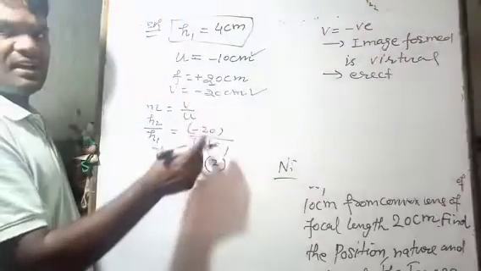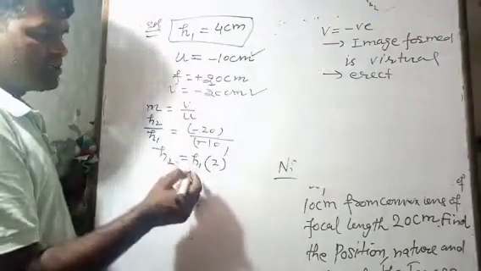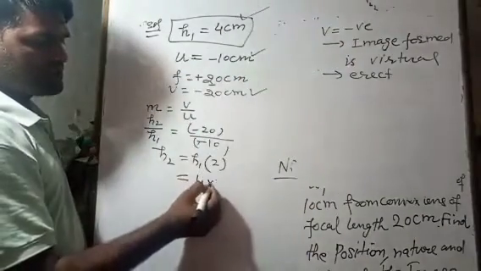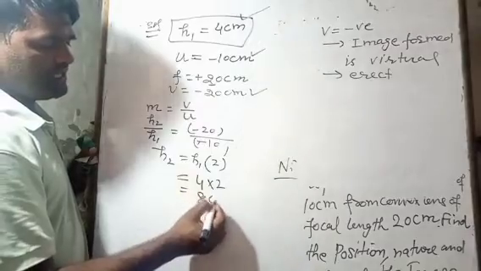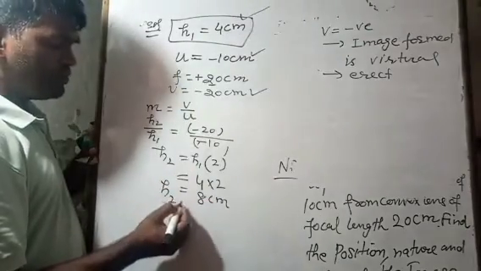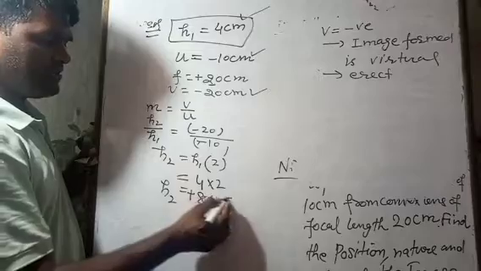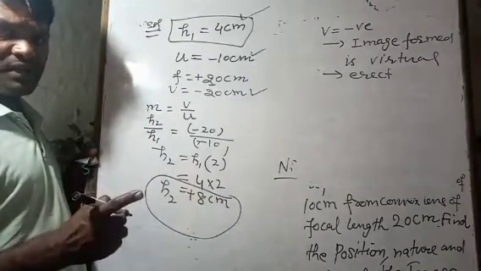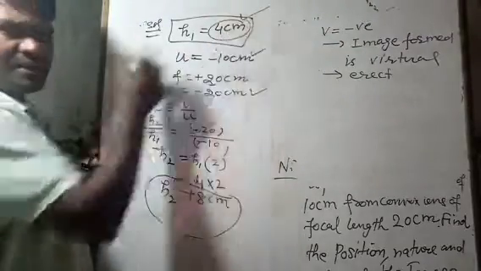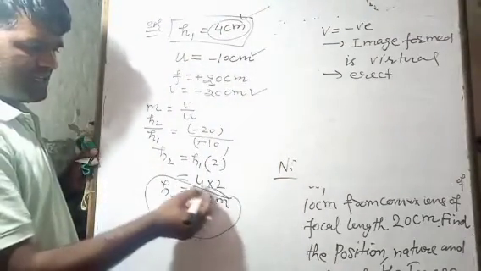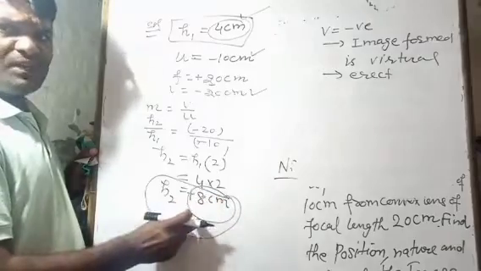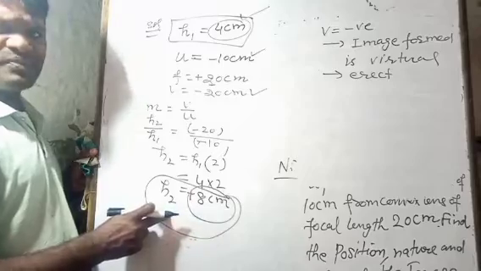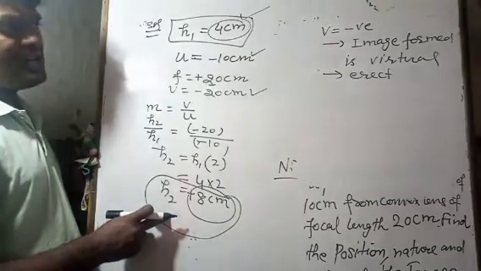Minus will cancel out, 20 over 10. So H1 was given 4 centimeter. 4 multiplied by 2, it will be 8 centimeter. H2 positive only suggests that image formed is virtual. Size of object was 4 centimeter and size of image is 8 centimeter. Now we can say that image is 2 times the size of object, means image is enlarged.